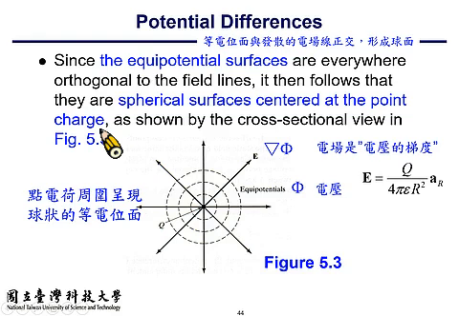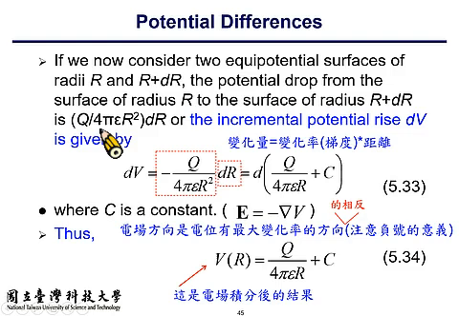So you have a_R, that is the unit vector pointing outward from the region. Okay? So that's what we already learned. Then, in this slide, we try to find out the electrical scalar potential due to the presence of a point charge. Due to the presence of a point charge.